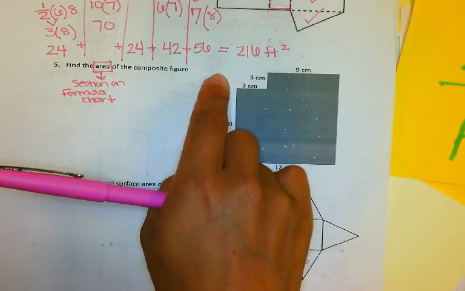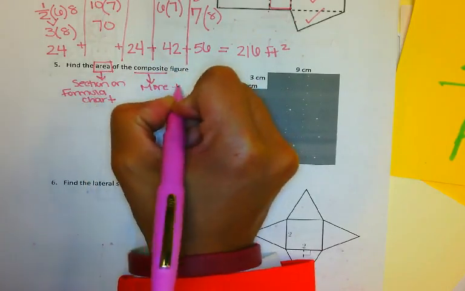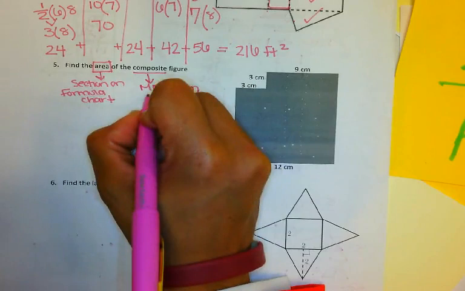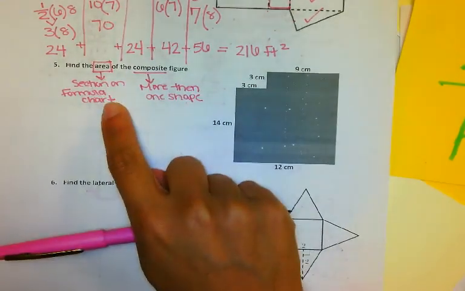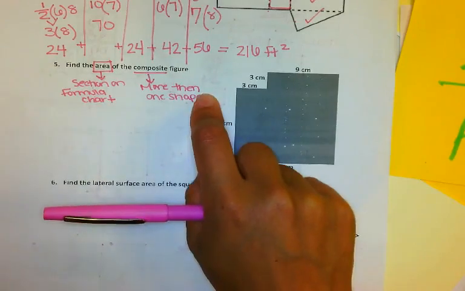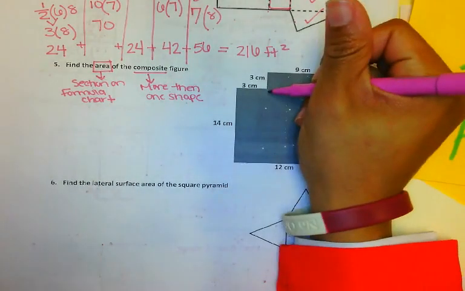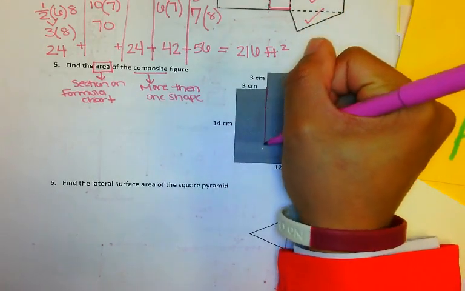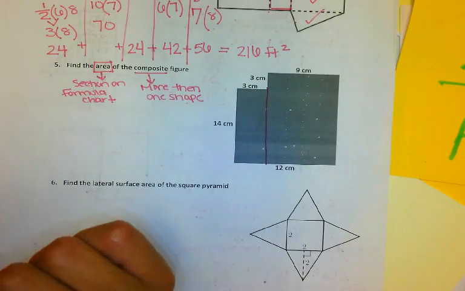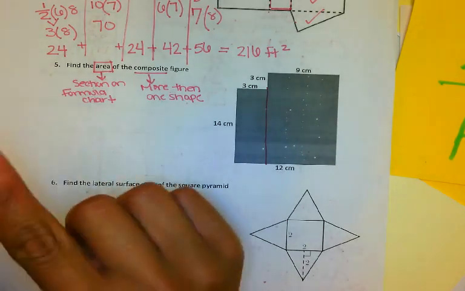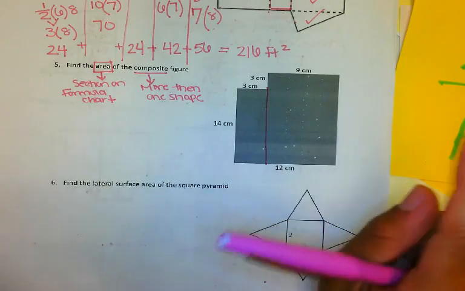Now, composite figure. Composite means more than one shape. So, I'm going to look on the formula chart, and I'm going to make this into more than one shape. See if you can do it. All right. Hopefully you tried to do it. I broke it up like this. There's a lot of different ways you could have broken it up. If you broke it up different than me, do not erase your answer. I want you to scroll forward to the answer to see if you get the same answer as me.